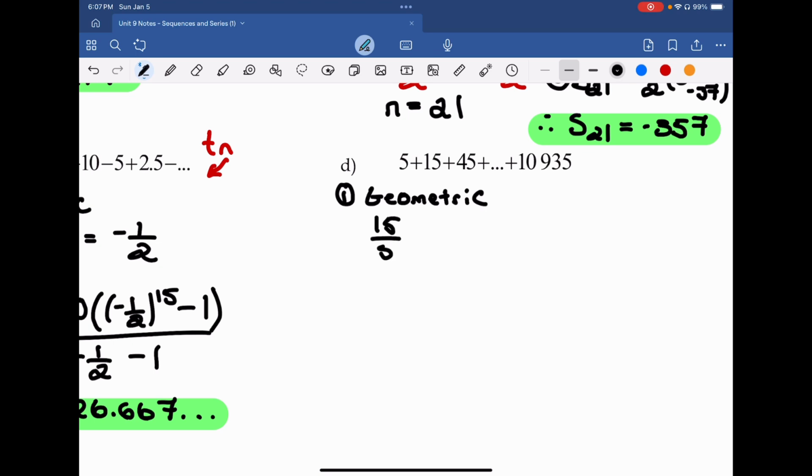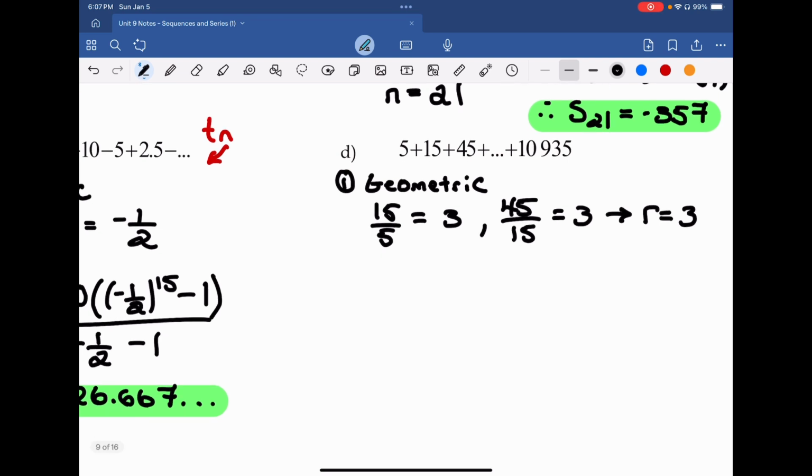15 divided by 5, or the adjacent terms, gives us a multiple of 3. I take 45 and I divide it by 15. And again, we get the value of 3. We see there's a common ratio here. So I'm just going to make sure I arrow over and say my common ratio is 3. Because when I take the adjacent terms and divide them, I get the same value that they're being multiplied by.